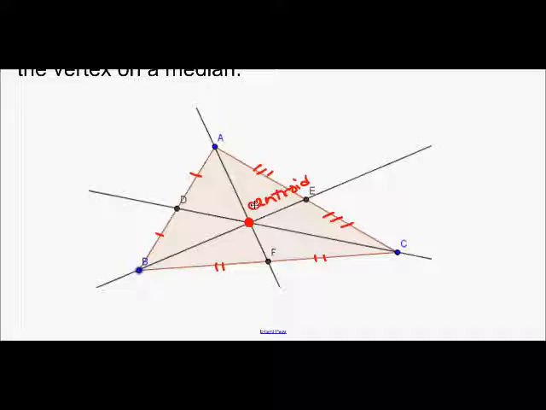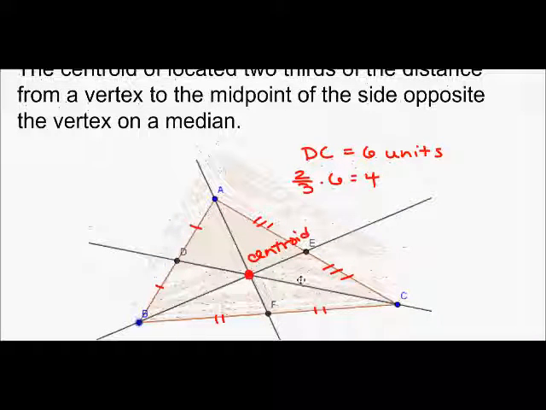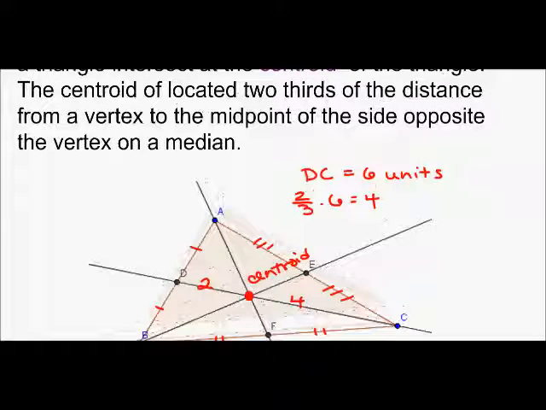That 2/3 business means that maybe DC is 6 units long. So if DC is 6 units, well, 2/3 of 6 is 4. So from the vertex to the centroid, we are going to have 4 units, and then the centroid to the midpoint will have 2. So that's all that's saying.